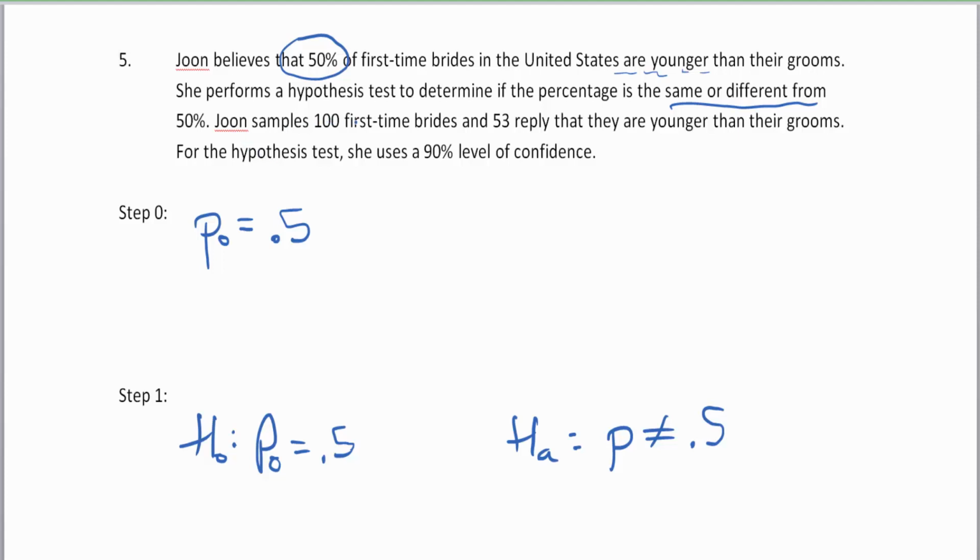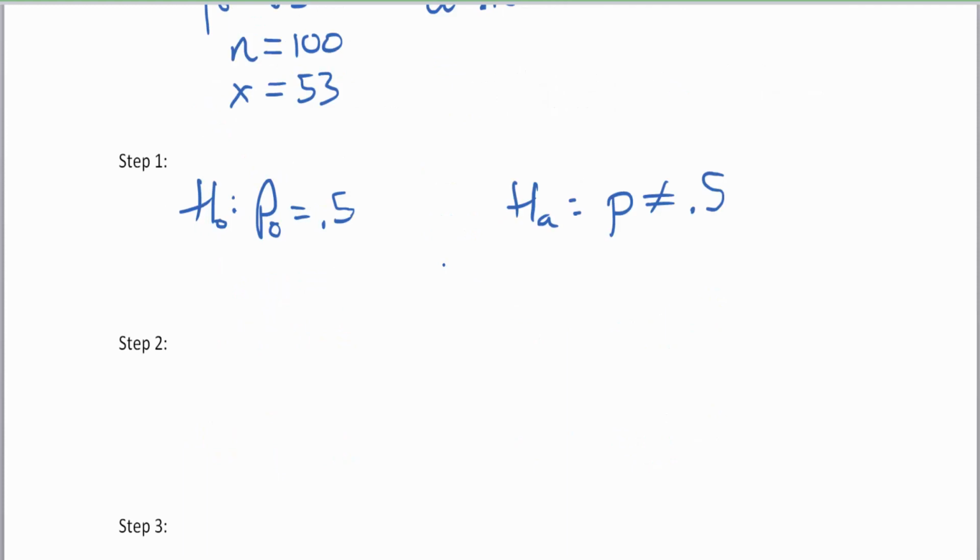Now, June samples 100 first-time brides, so this is our n, and 53 reply that they are younger than their grooms. So x is equal to 53. In binomial problems like this, we are going to have an n, which is our sample size, and an x, which is our target number that we found from the sample. And we're given that we want an alpha of 0.10. You can write it as 0.1, or I just wrote it as 0.10 stylistically, because our confidence interval is 90%. So let's go to step 2.